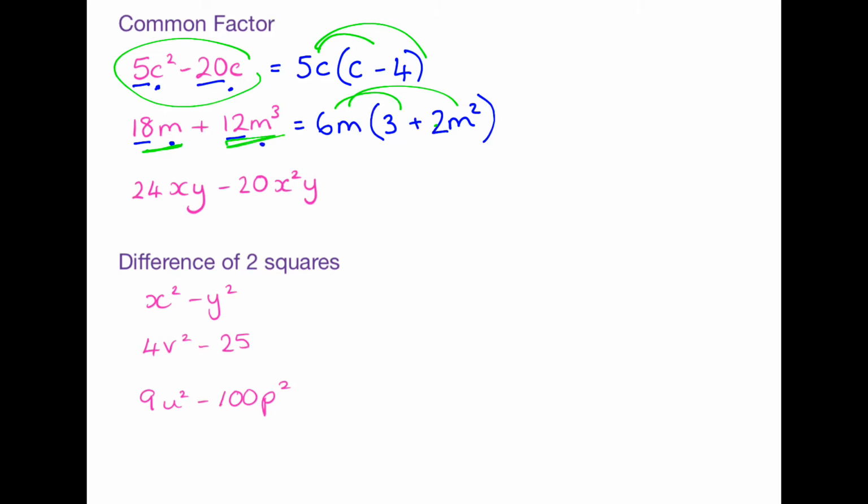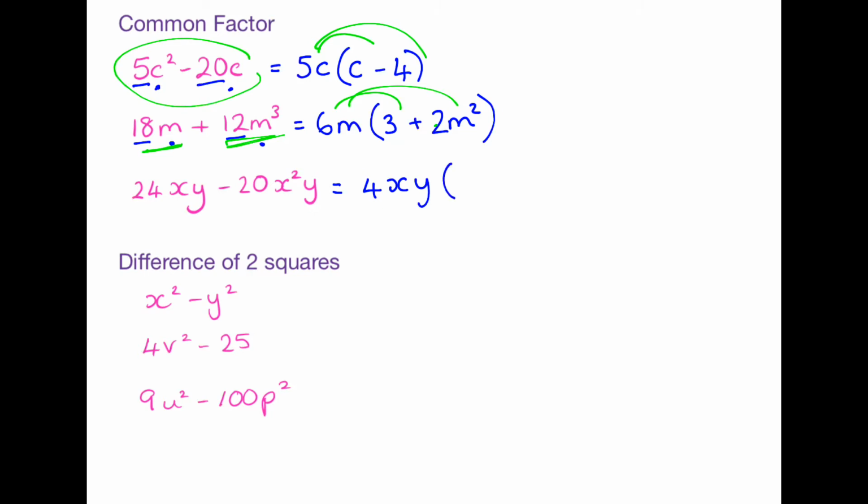All right. And the last common factor example, again, the numbers, the highest common factor, the biggest number that goes into 24 and 20 is 4. Then if we have a look at letters, we've got x and x squared, so we've definitely got an x in both of those. And we've also got a y in both of those. So that's our highest common factor.